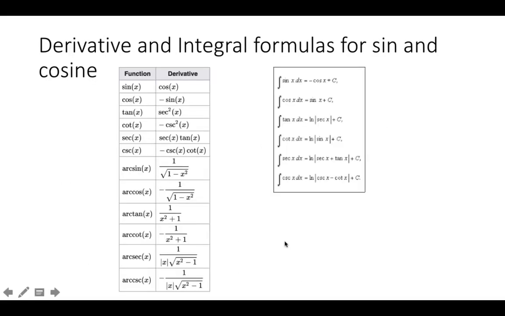All right, and once again, here are some extended derivative and integral formulas. All arcsine means is the angle whose sine is. So it's an inverse operation. So if we're given 1/2, then we would figure out what angle has a sine of 1/2.